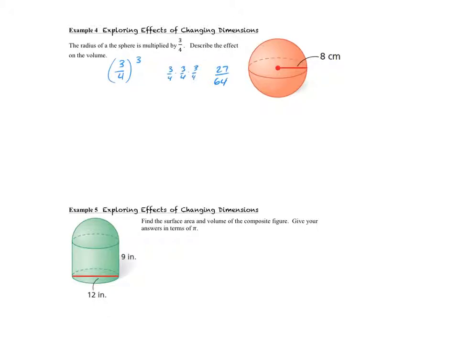So remember, to see how something is affecting the volume, you would cube it. So 3/4 to the third power got me 27/64. So the volume would be affected by 27/64 of the original size.